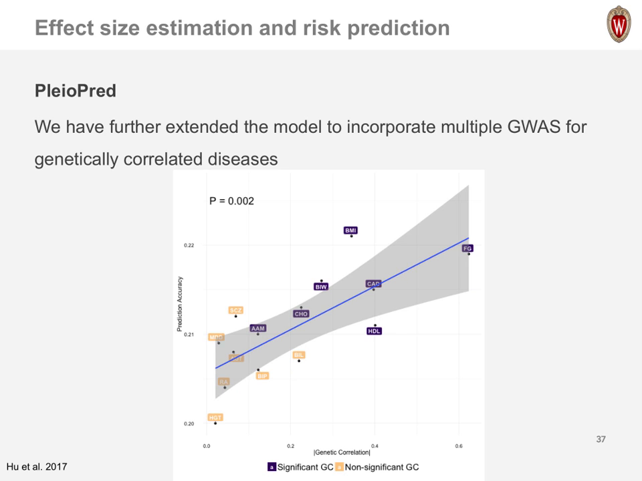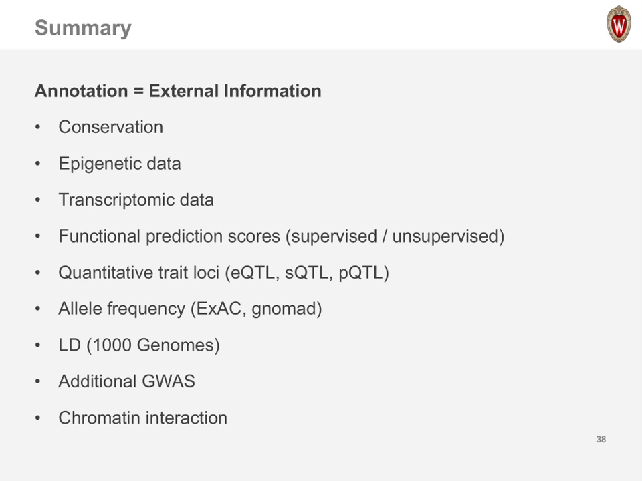Okay, and we have further extended the model to incorporate multiple GWAS because we talked about genetic correlation. If you focus on type 2 diabetes, and the x-axis is the genetic correlation between type 2 diabetes and different diseases, and the y-axis is the prediction accuracy for type 2 diabetes, you see a linear trend. So basically, if you incorporate a disease that's very genetically correlated with type 2 diabetes, and you jointly model those 2 diseases, you get a higher improvement in prediction accuracy. So this one has been published. Yep, so that's the basic idea.